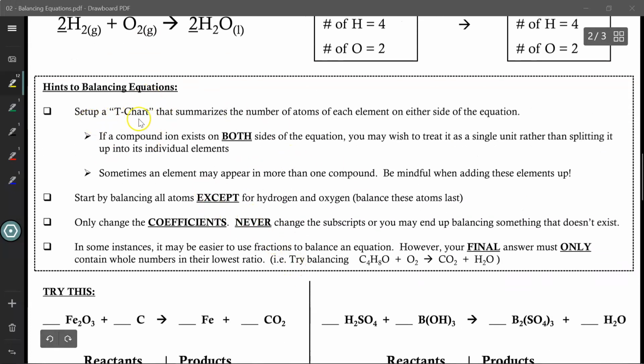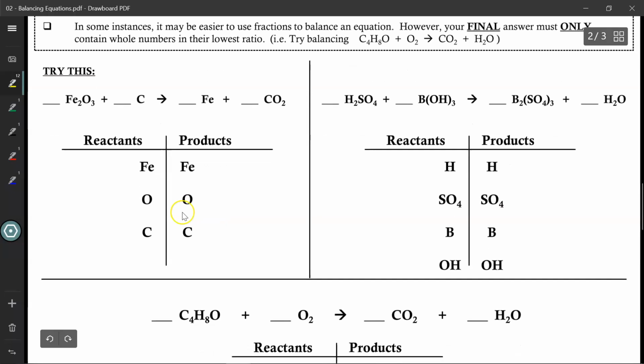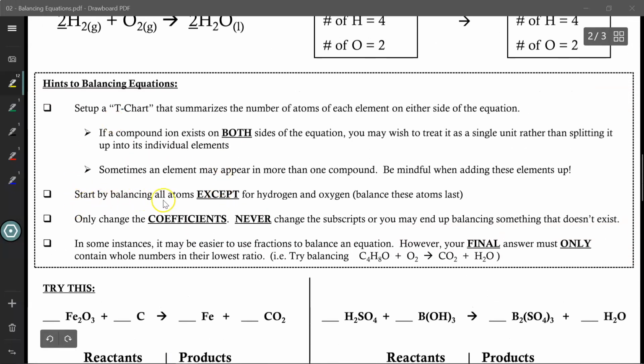Now here are some hints we can use to help us balance the equation. First, I'd like to set up a T-chart that summarizes the number of atoms of each element on either side of the equation. I call it a T-chart because it looks like a T. Now start by balancing all the atoms except for hydrogen and oxygen. Try to leave these atoms for last. It won't always work, but 9 times out of 10 it's a good way to start the balancing process.